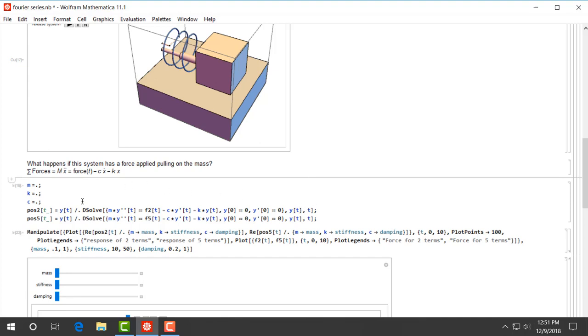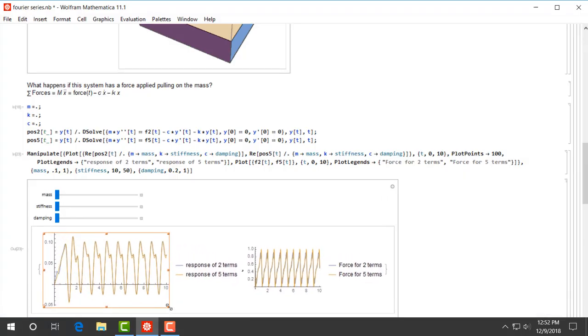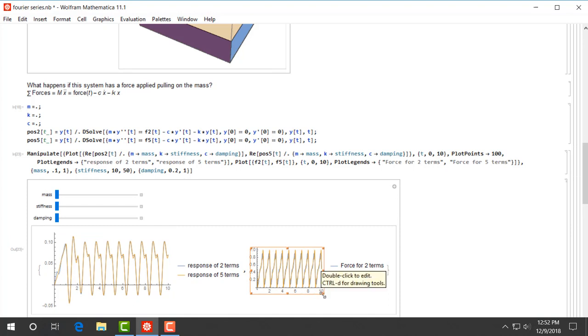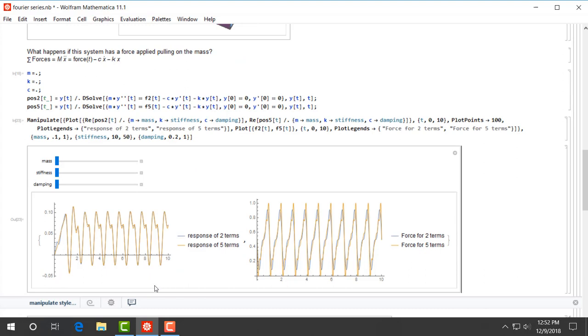This one below will give me a position, will give me a response if I put a force of 5 terms in there. So now I can take that and make these two graphs. The graph on the right shows us the force that we're putting in. So this is the force for 2 terms and the force for 5 terms. This is what we saw before, where it's trying to do that straight line, and the more terms it has, the better it gets. So blue is for 2 terms and yellow is for 5 terms.